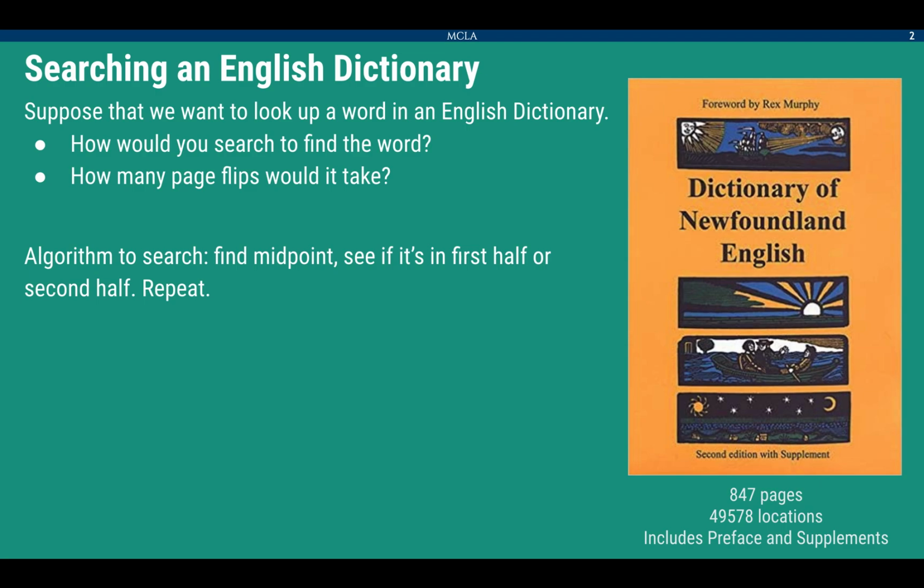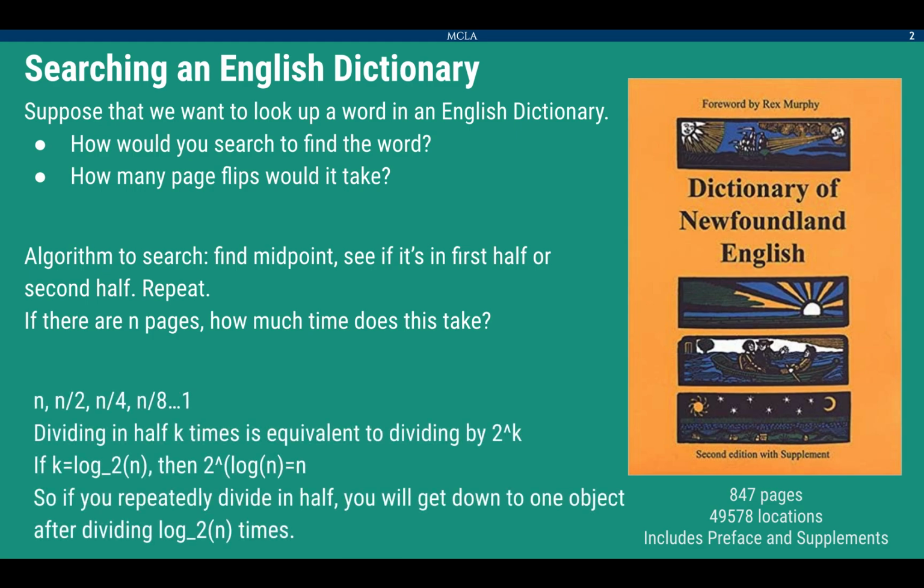So how long would that take? If there are n pages, how much time does this take? Well, we're dividing something in half, and then dividing something in half again, and then dividing something in half again. How long does it take to get down to 1? Well, it takes log base 2 of n to get down to 1.